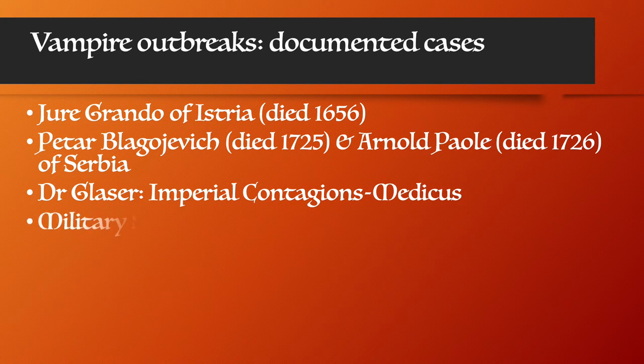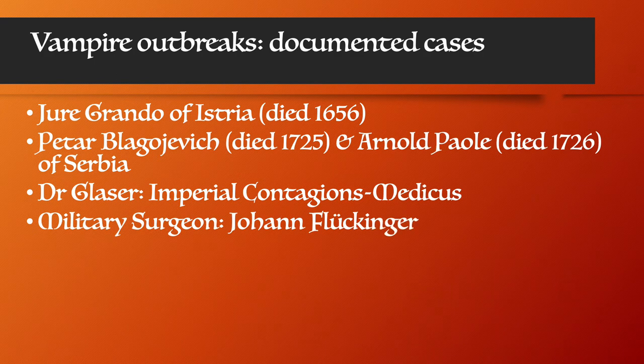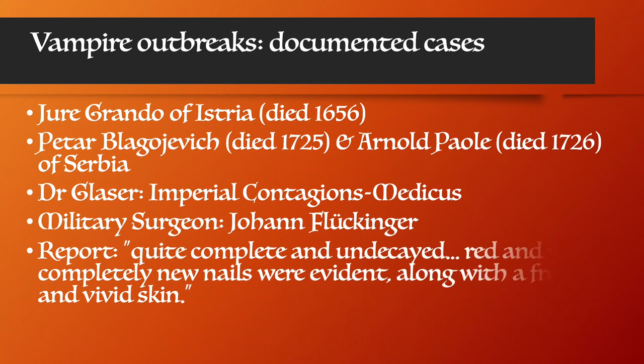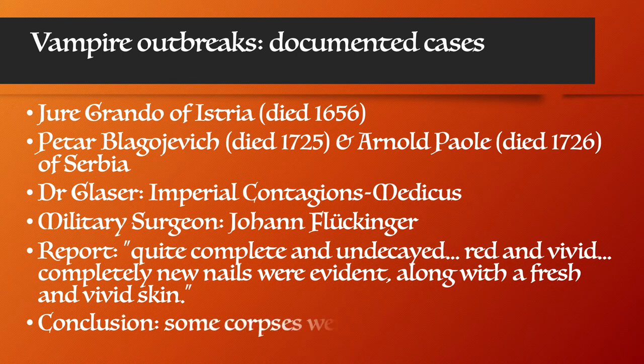He called in the military surgeon, Johann Flückinger, who turned up along with a number of other doctors to investigate. They dug up more graves and found that the dead indeed showed symptoms of being vampires. Flückinger's report states that 12 cadavers were quite complete and undecayed, looked plump, the skin was red and vivid, and the chests were full of fresh rather than coagulated blood. On some corpses, completely new nails were evident, along with a fresh and vivid skin. The conclusion of this documented scientific medical report was that, yes, indeed, some corpses were vampires.